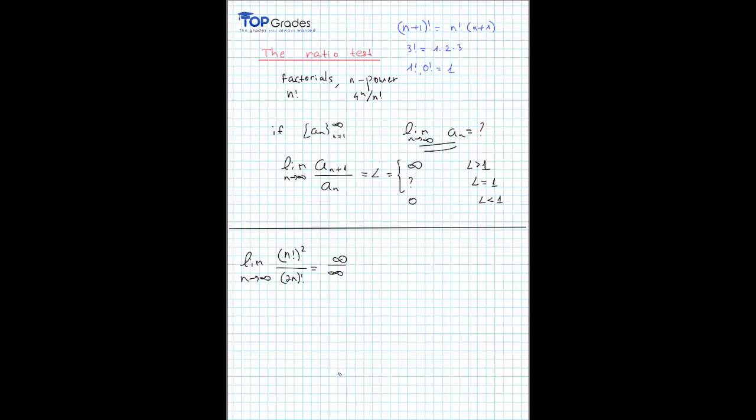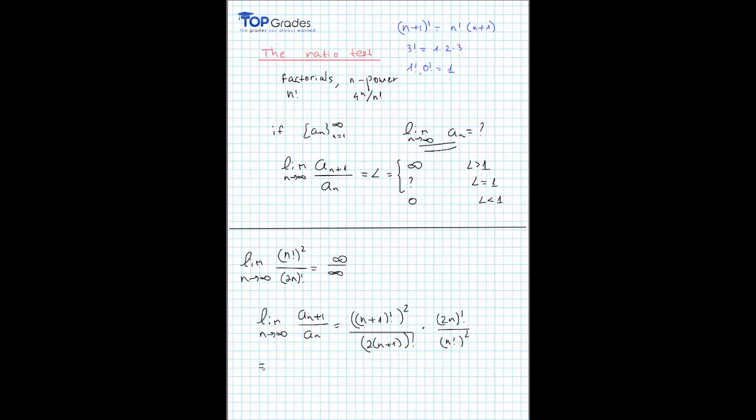Okay, so what we're doing here is just the ratio test. Limit as n goes to infinity of a sub n plus 1 divided by a sub n. It's going to be n plus 1 factorial squared divided by 2 times n plus 1 factorial. And instead of dividing, I just multiply by the reciprocal. It's some sort of a shortcut.